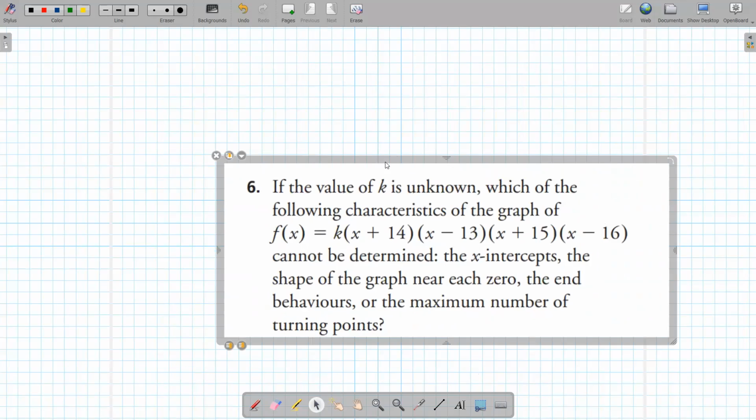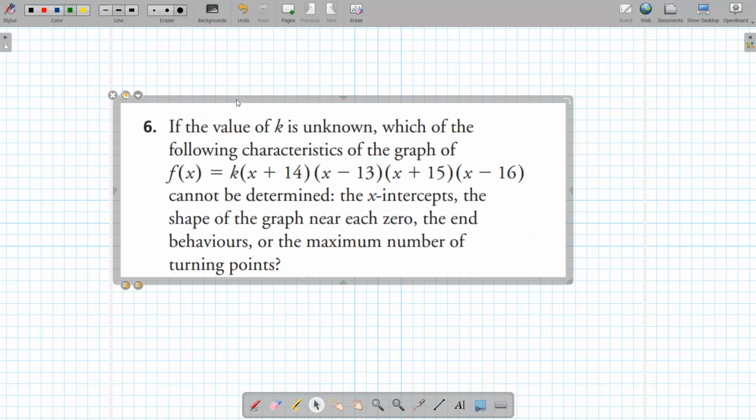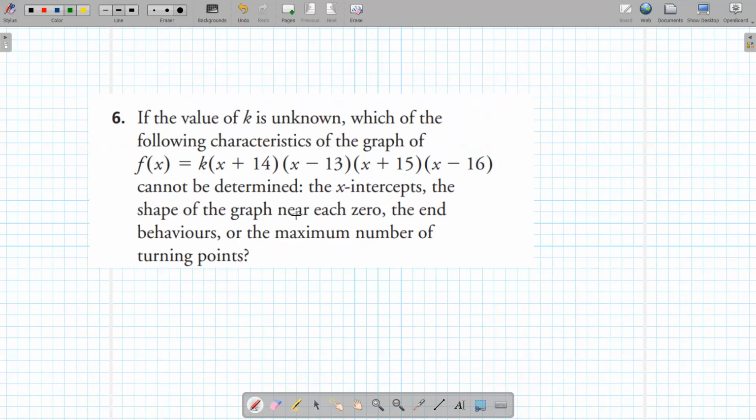Okay, if the value of k is unknown, which means the leading coefficient, okay? You see that k in the front? We called it a, they called it k. Again, letters are arbitrary. Which of the following characteristics cannot be determined? Can we determine the x-intercept here? We just don't have the leading coefficient. Can we find the x-intercepts? Yes, we don't need the leading coefficient. The x-intercepts are at negative 14, positive 13, negative 15, and positive 16. We can definitely find the x-intercepts.